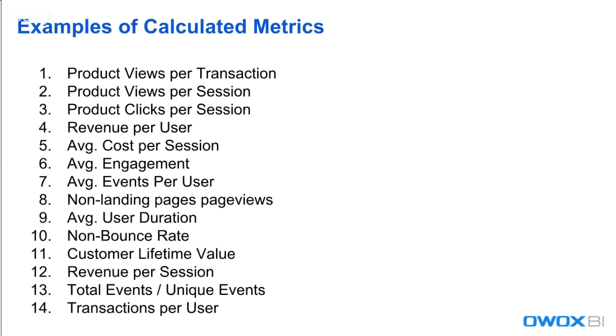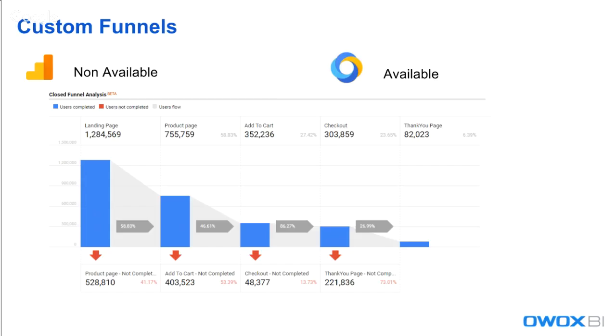Okay, the next topic is custom funnels. In Google Analytics 360, you can create a custom funnel to visualize each step the customer takes on your website. Anton is going to tell us more about custom funnels. So Anton, please. Hi again. To create a custom funnel report, let's go to our customization section.